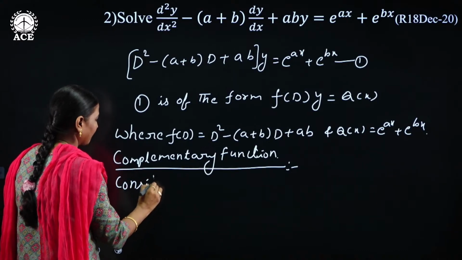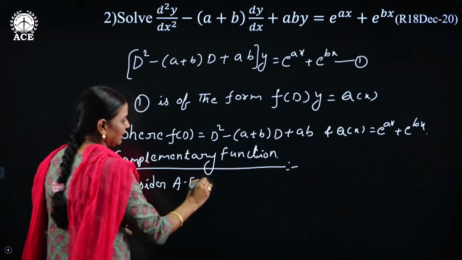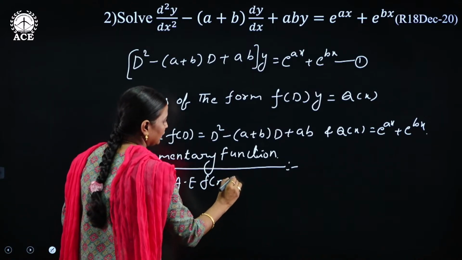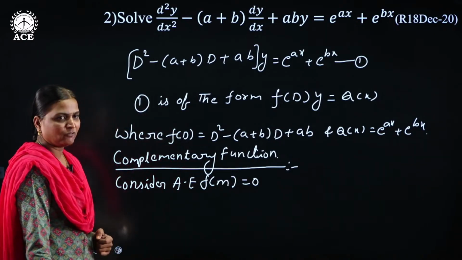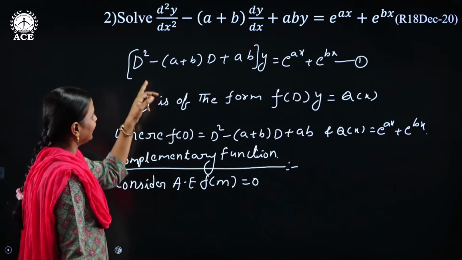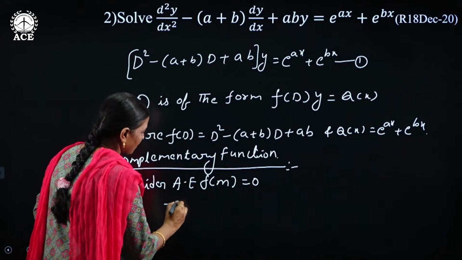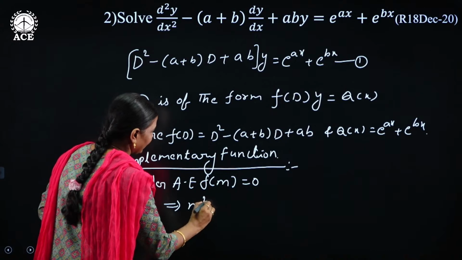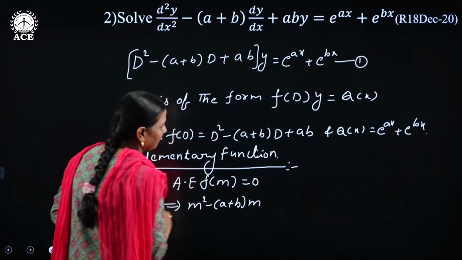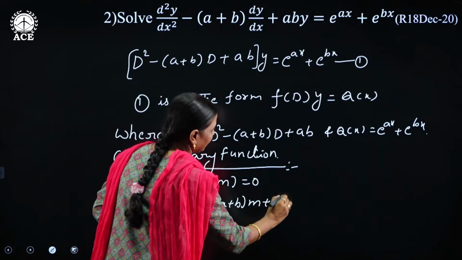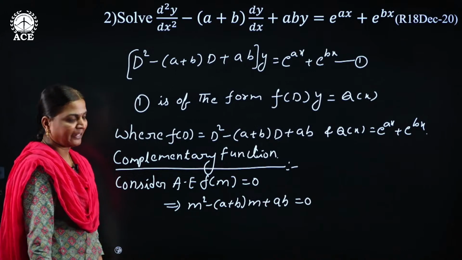Consider the equation. What is the auxiliary equation? f of m is equal to 0. So the auxiliary equation is f of m equal to 0, which is obtained by replacing d by m in f of d. So how to write this auxiliary equation? m square minus (a plus b) into m plus ab is equal to 0. So solve this equation and find the roots.